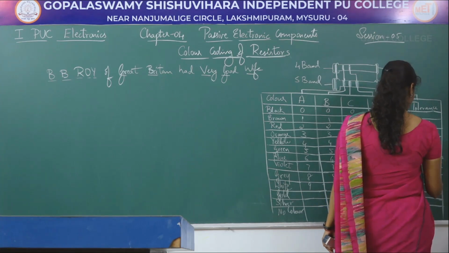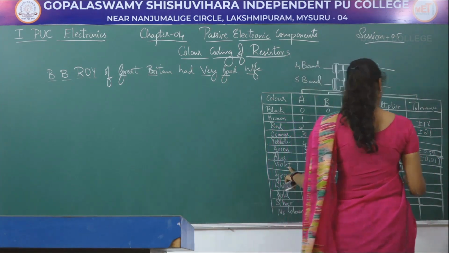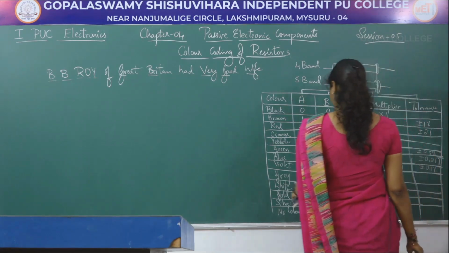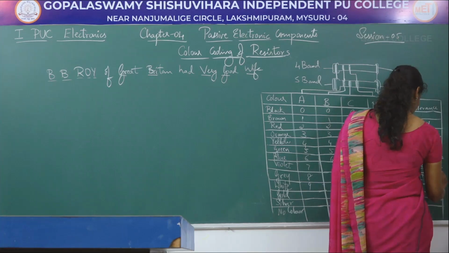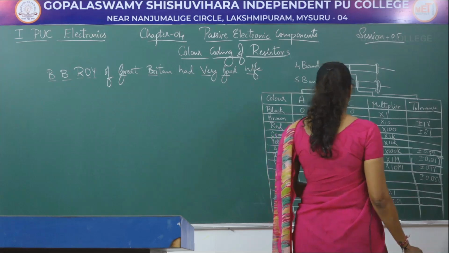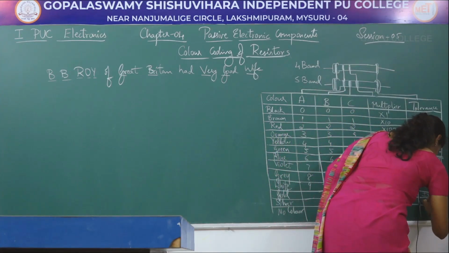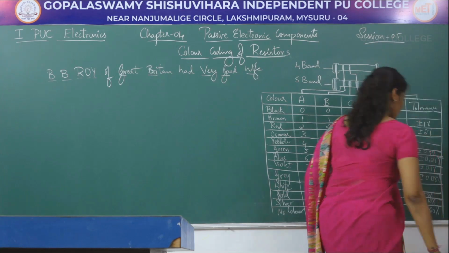minus 0.5%. Then plus or minus 0.25% is the tolerance value of blue, and for violet it is plus or minus 0.1%, and for grey it is plus or minus 0.05%. Coming to the tolerance value of gold, it is plus or minus 5%, for silver it is plus or minus 10%, and for no color it is plus or minus 20%.